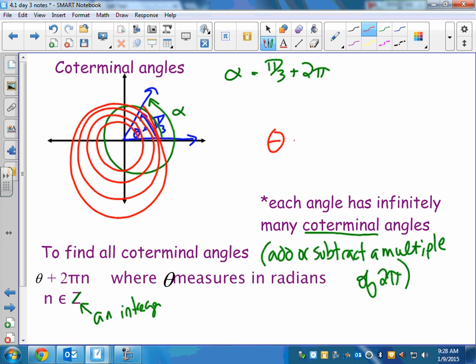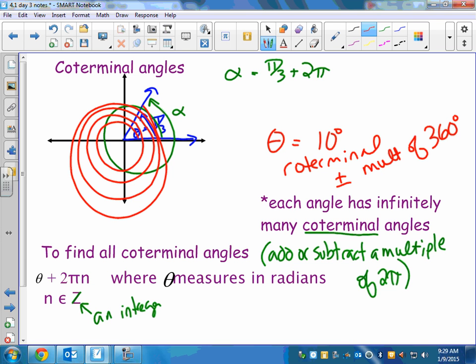If theta was like 10 degrees, what would I add to get all the way back around the circle again? 360. So the same idea, to find a coterminal angle in degrees, you can add or subtract any multiple of 360 degrees. So you could add 360 or 720, or that's about all I got. Or subtract 360.